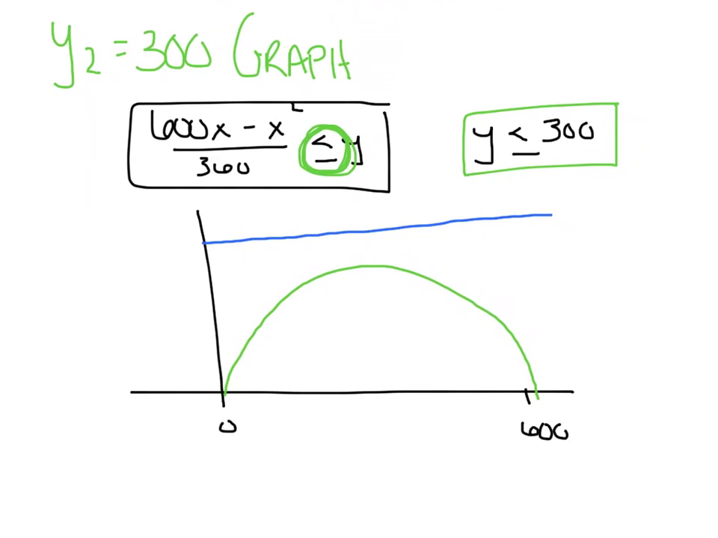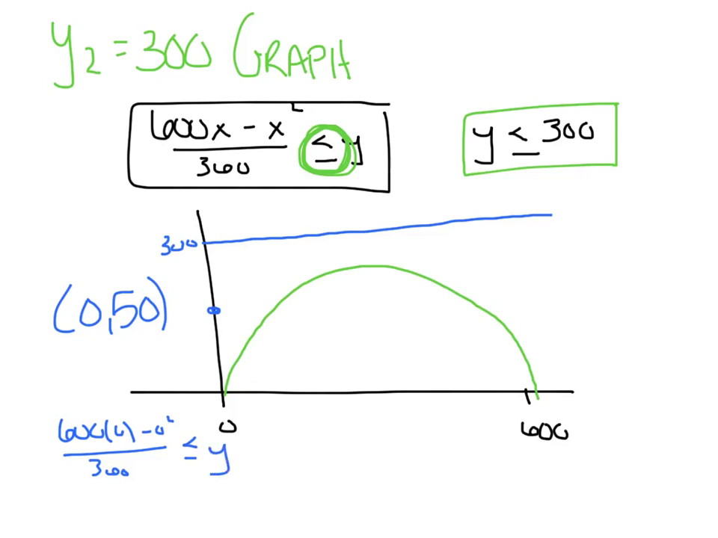Remember, I can't pick 0, 0 this time because that is a point on the graph. So I'm going to pick the point right here. 0, let's say that point is 50. Okay, 0, 50, because remember, this graph is at 300, so 0, 50 is a fair guess. So if I plug that in, I'm going to get 600 times 0 minus 0 squared over 360 is less than or equal to 50. Is 0 less than or equal to 50? That's true. So this is the section I'm going to shade in.